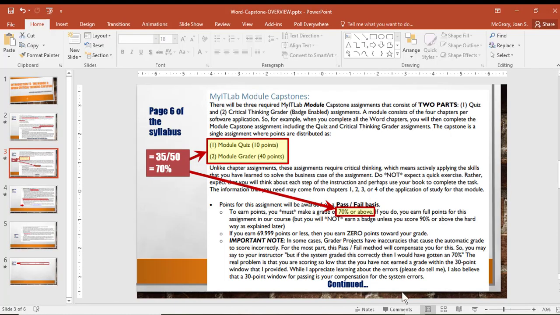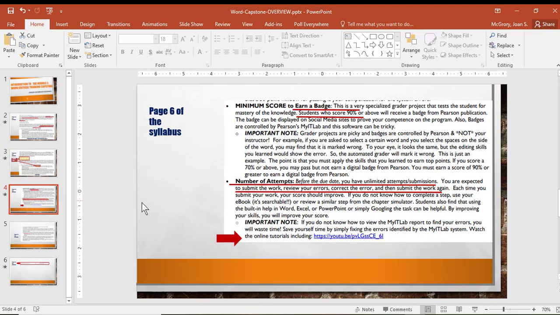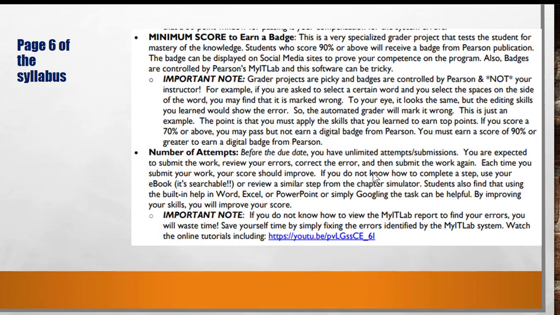Let me go back to my slides for just a second, because we're talking about the point breakdown and the 70% or above. A couple other things that I wanted to emphasize or explain is this badge thing. What is this badge thing? Well, Pearson can decide if you earn a 90% or above, especially on the grader. Now, I think they look just at the grader. I don't think they look at the quiz.